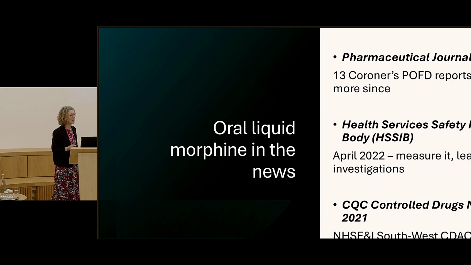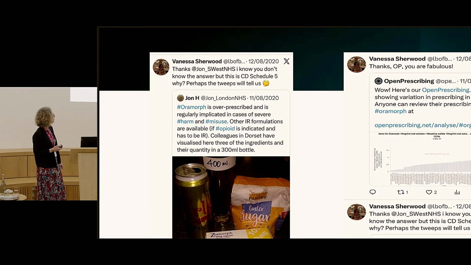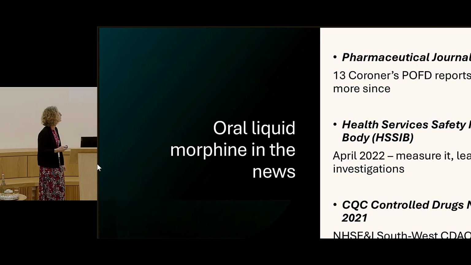And at that point, John Hayhurst was the controlled drugs accountable officer, and he and I were always talking about oral liquid morphine. The brand name is Oromorph, I call it Horomorph. And John tweeted this photo, and I got no response to my question about why it was Schedule 5. But somebody at OpenPrescribing very quickly, I think within the same day, tweeted a database of the variation in prescribing across England. And I said you were fabulous then, but my love affair began long before that.